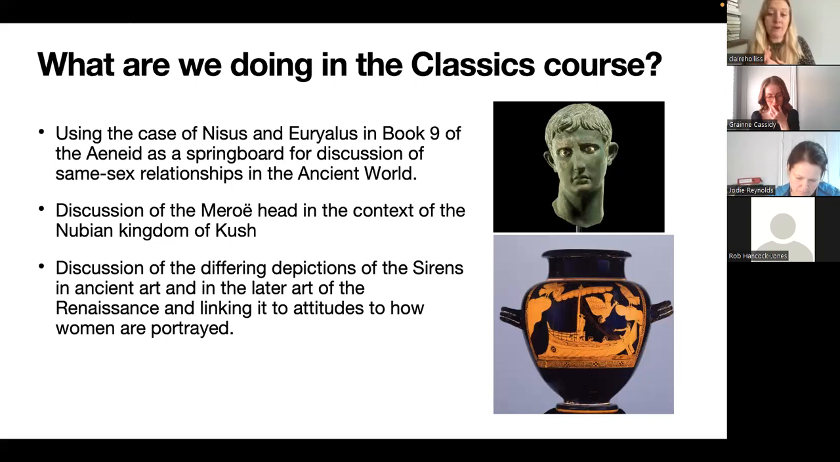And this is something that Sarah was doing in the Odyssey part of the course, looking at differing depictions of the sirens in ancient art, and then comparing them to later art in the Renaissance as a way of thinking about classical reception, but also about attitudes and the depiction of women. What does the comparison of their depictions in classical sources and later sources shed light on in terms of how women are portrayed and seen in these different societies? So that's the routine representation side of things.